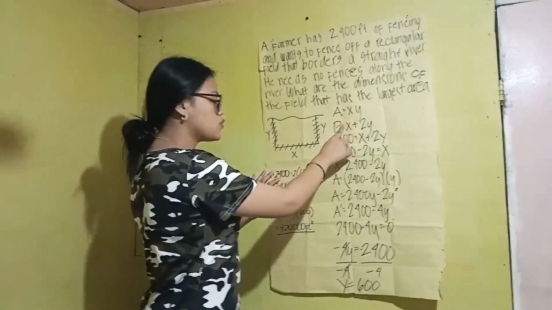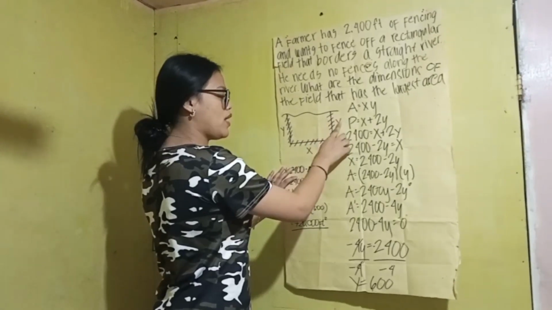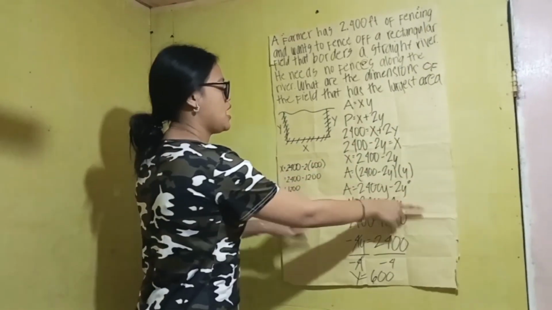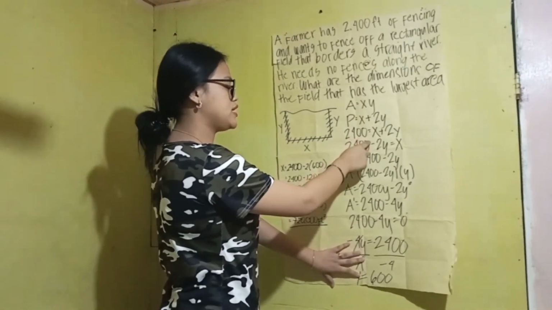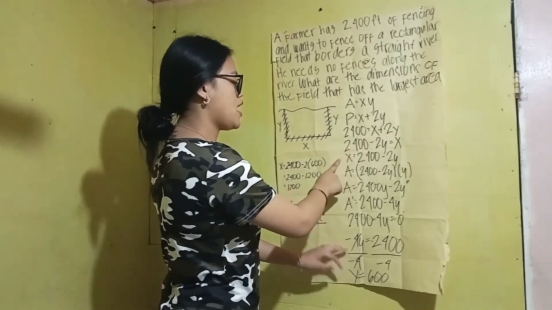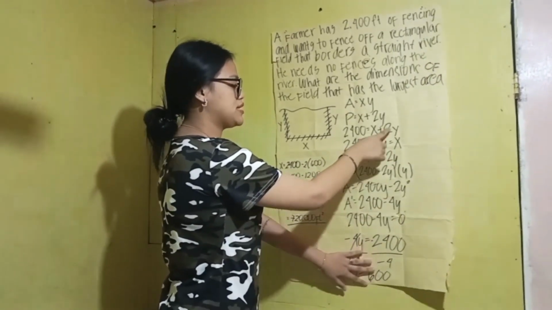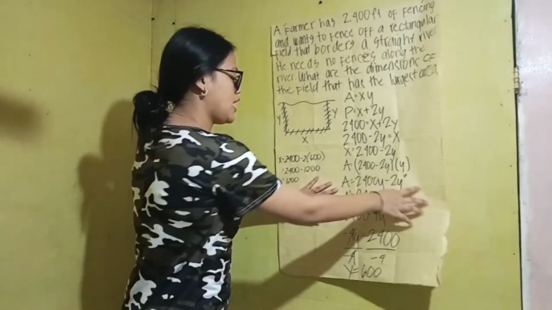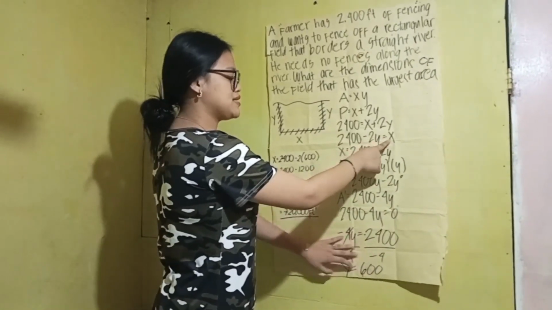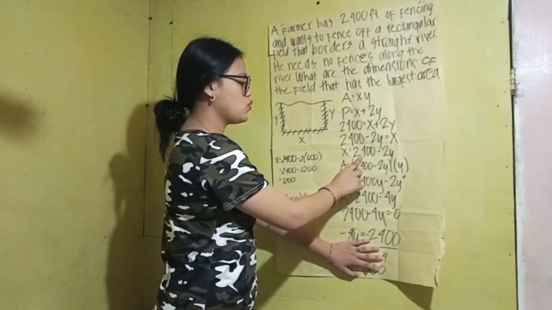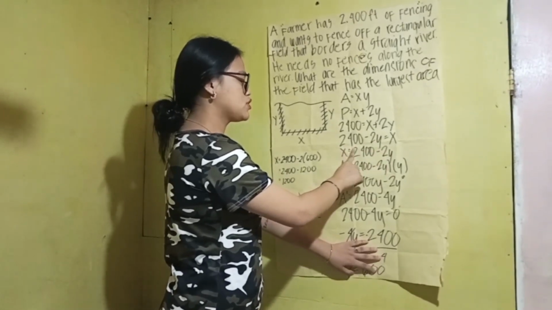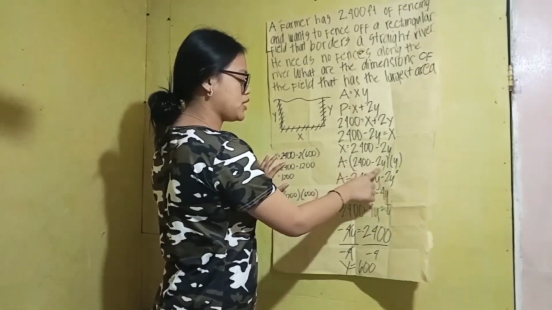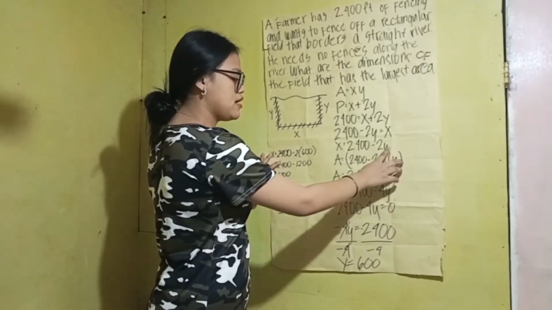A equals xy, we get xy here, x and y. P equals x plus 2y. P is equal to 2,400, which equals x plus 2y. You transfer 2y here and it becomes x equals 2,400 minus 2y. Then A is (2,400 minus 2y) times y.